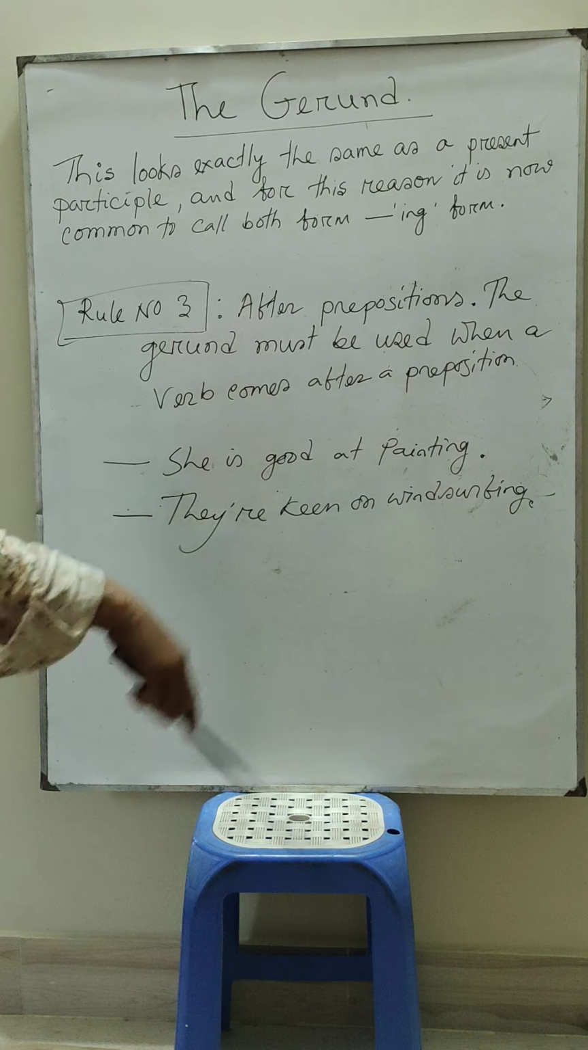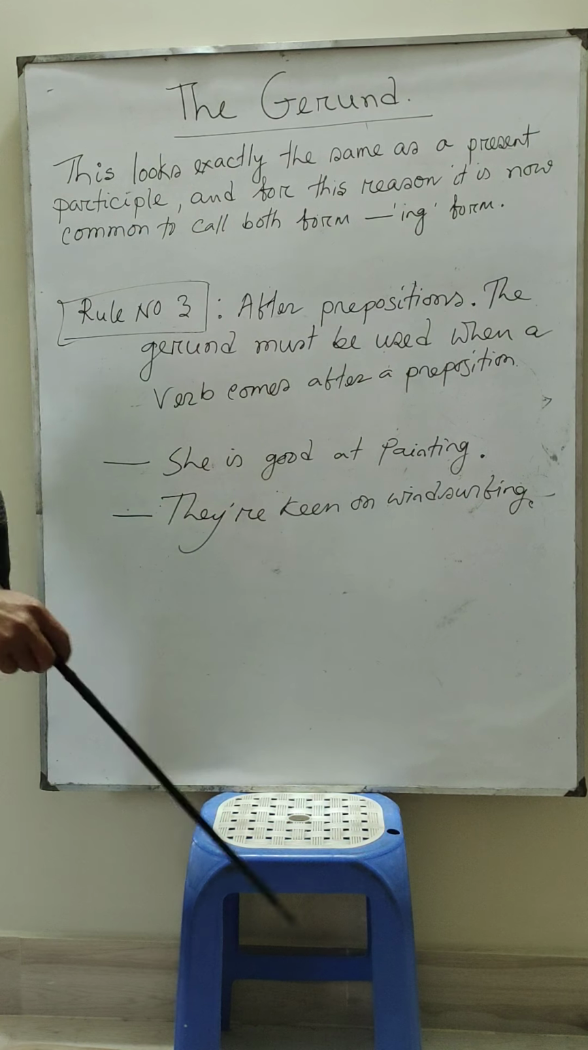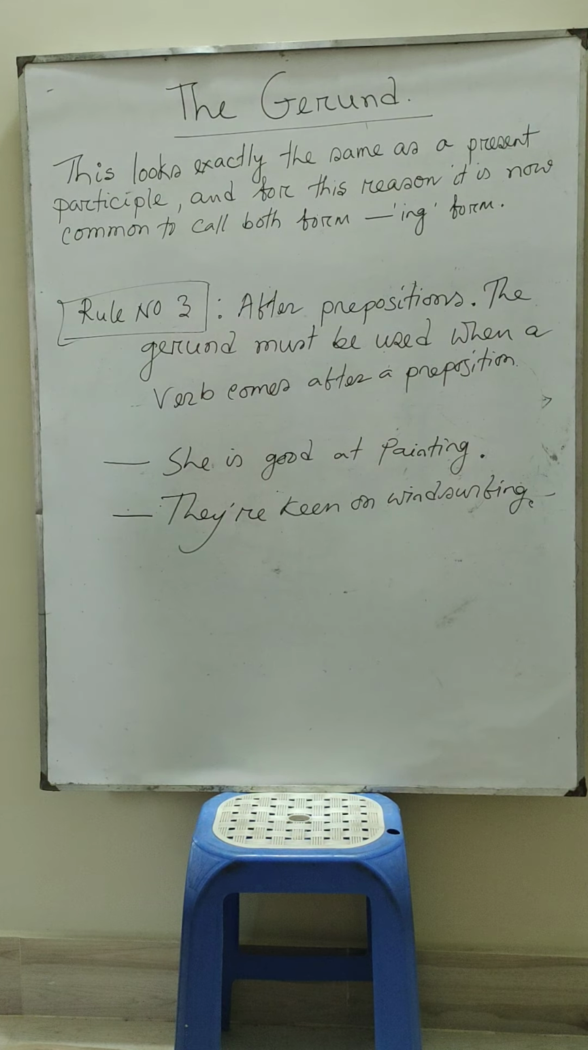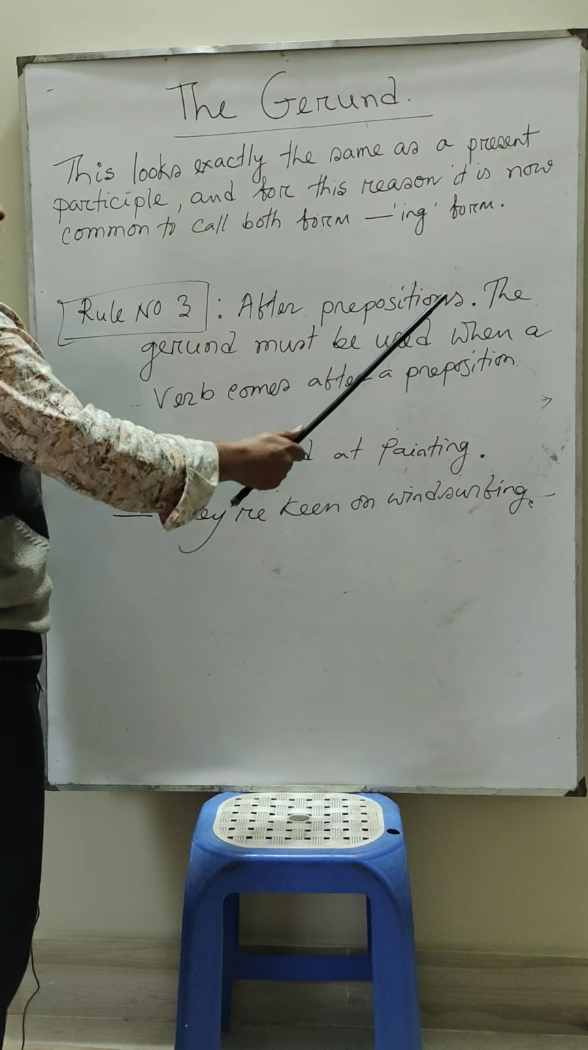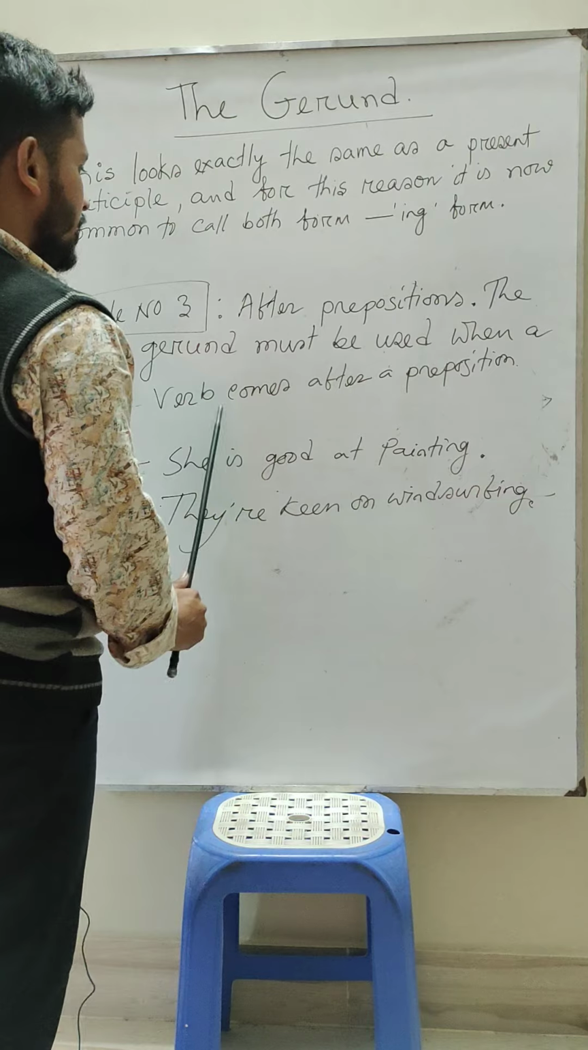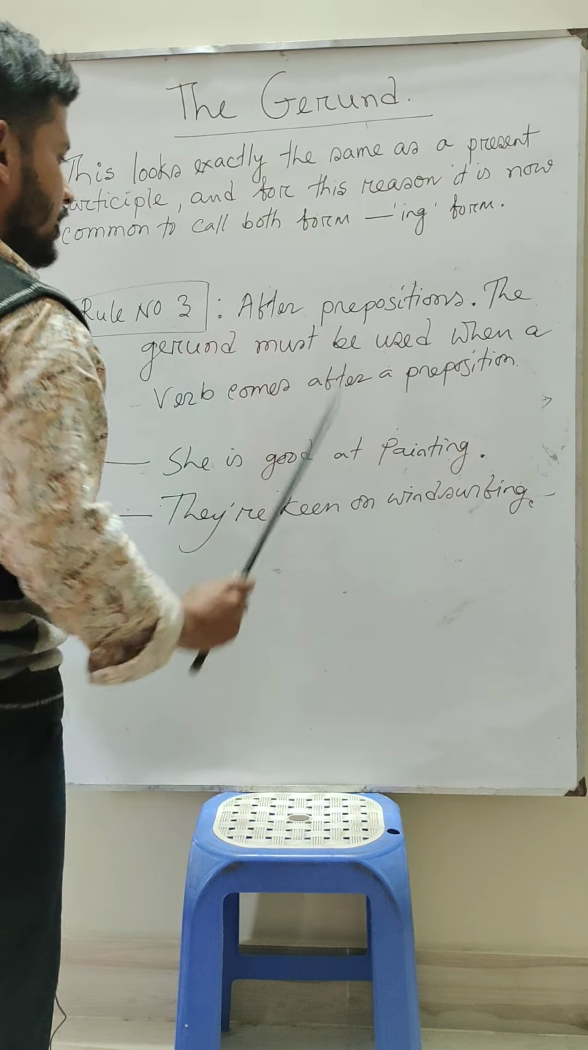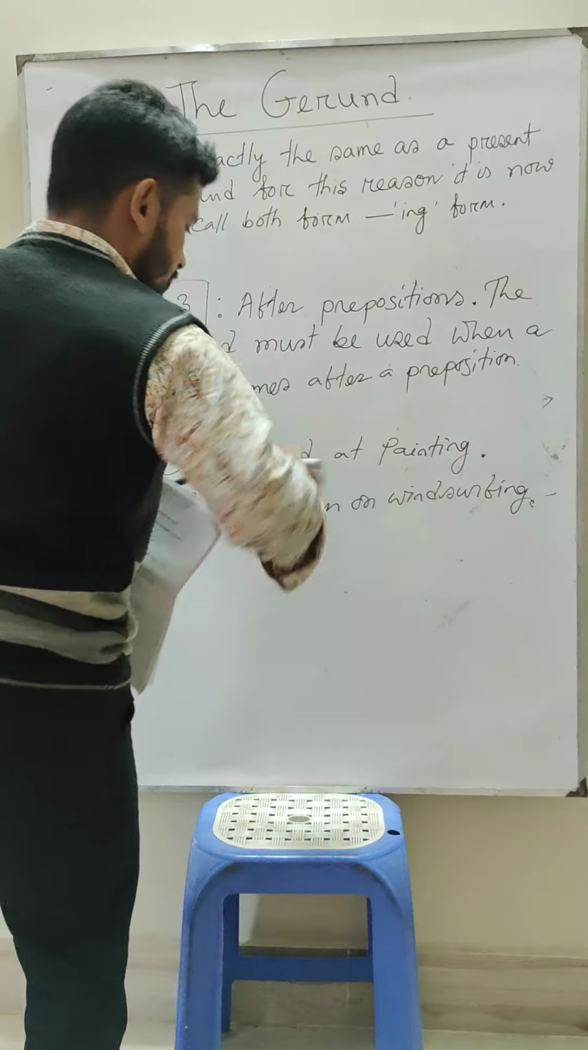Please mind it. After a preposition, the verb takes the form verb plus ing. Whenever there is a preposition and after the preposition you use a verb, then it should be the verb plus ing form, and it should be called a gerund, not the present participle. After a preposition the gerund must be used when a verb comes after a preposition.